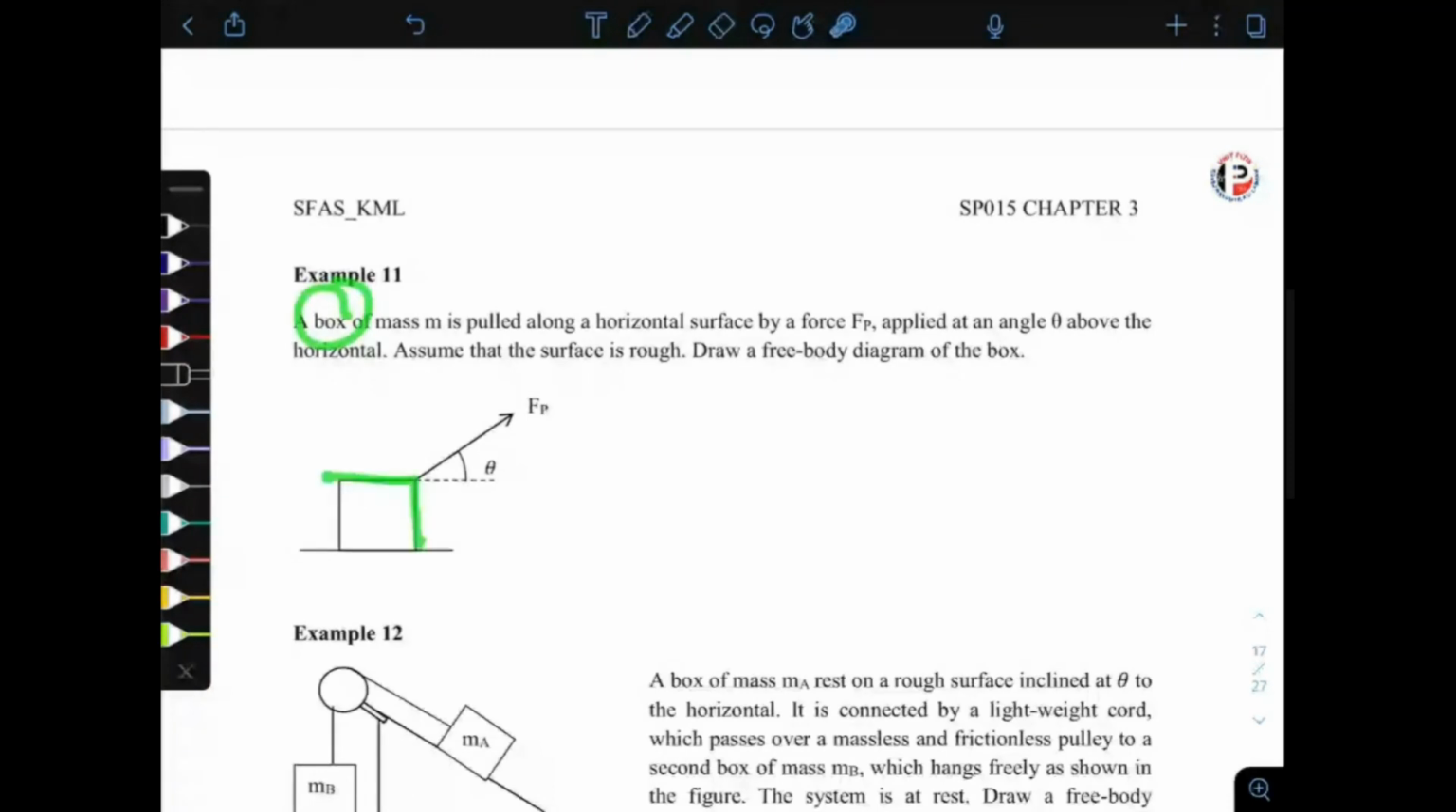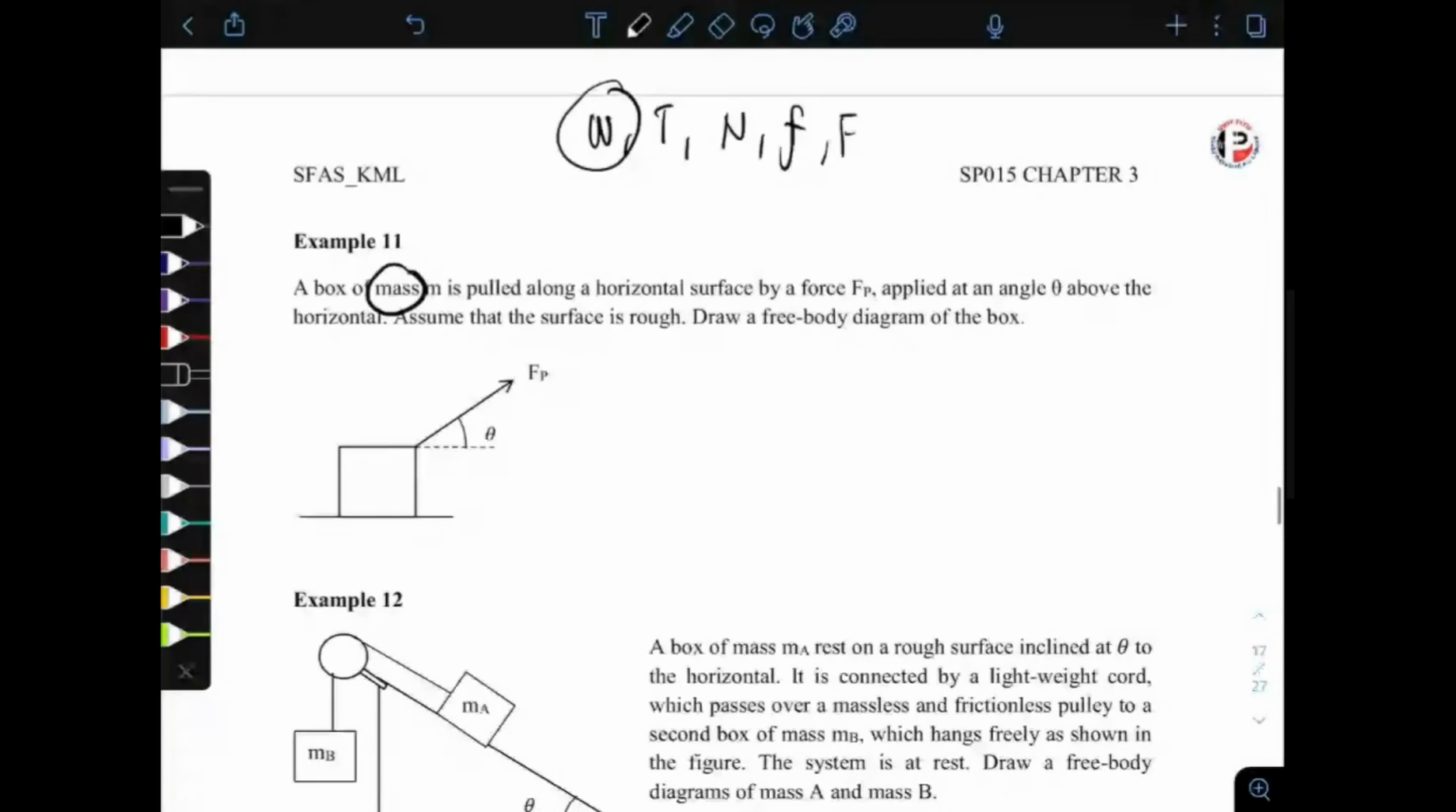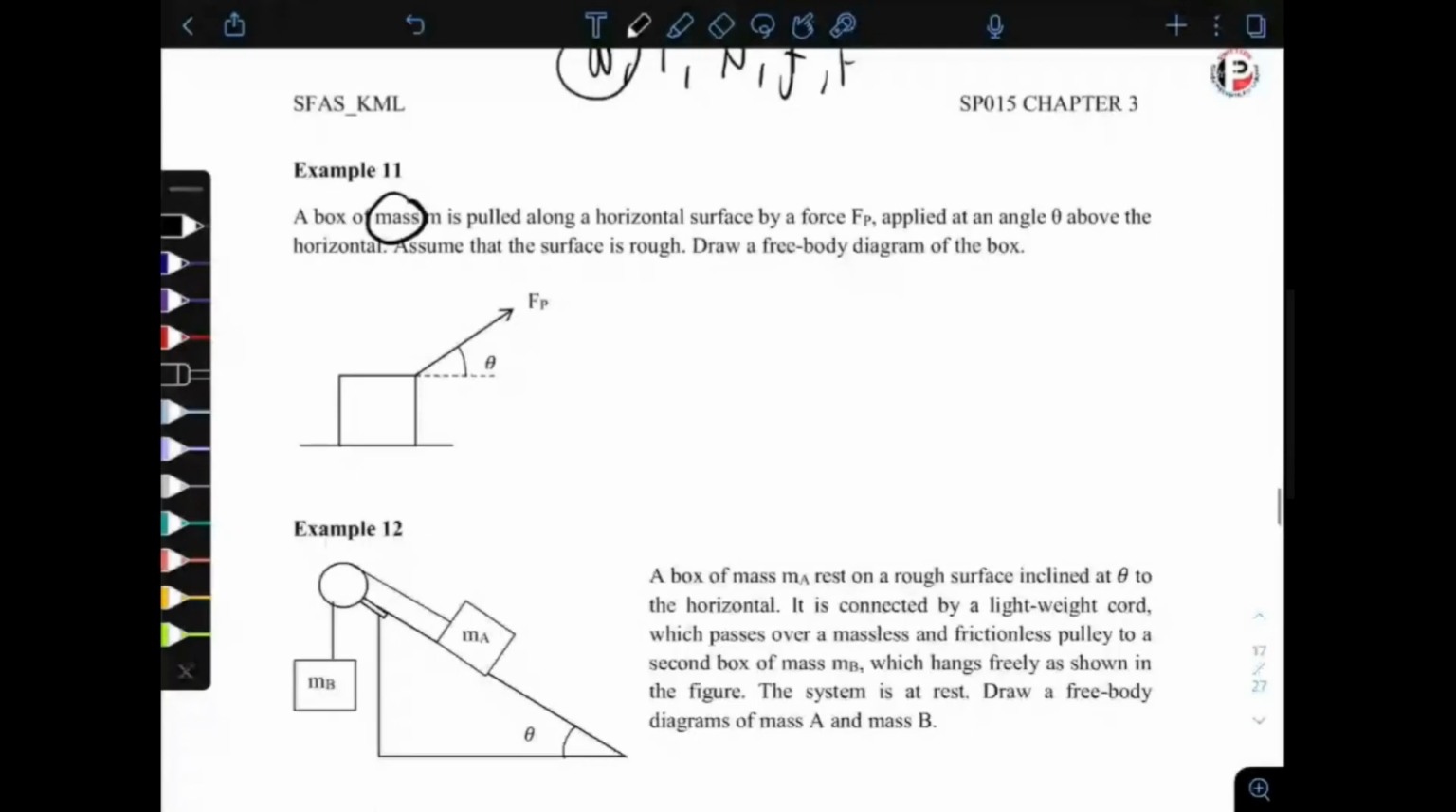Okay, sekarang kita tengok. Kita ada 5 jenis force: weight, tension, normal, frictional force dan juga external force. Kita start dengan weight. Objek kita of mass M ada berat, betul? Bila ada berat, placed on earth, wajib ada gravitational force. Gravitational force kita ke mana? Downward. Ke bawah. Sentiasa downward. So this is the first force yang kita identify objek ini ada.